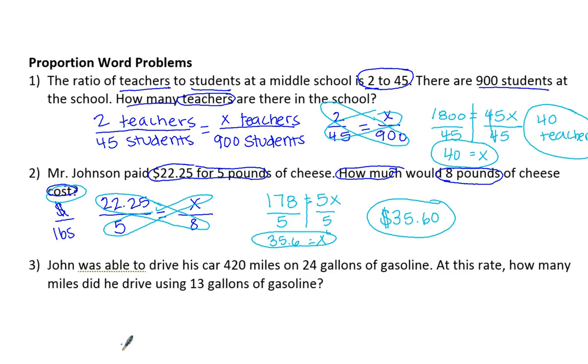Moving on to number 3 then, it says John was able to drive his car 420 miles on 24 gallons of gasoline. At this rate, how many miles did he drive using 13 gallons of gasoline? So go ahead and try to set up this proportion and then solve it on your own.